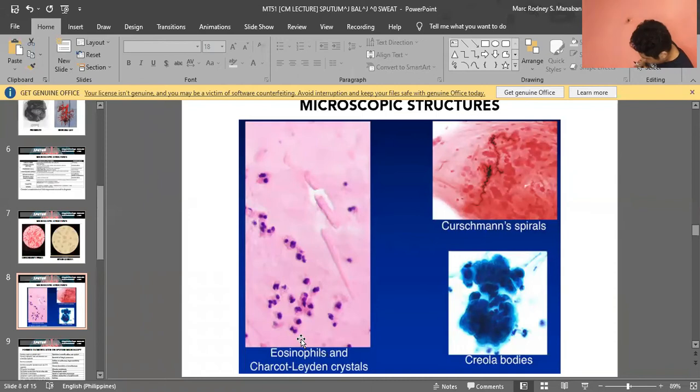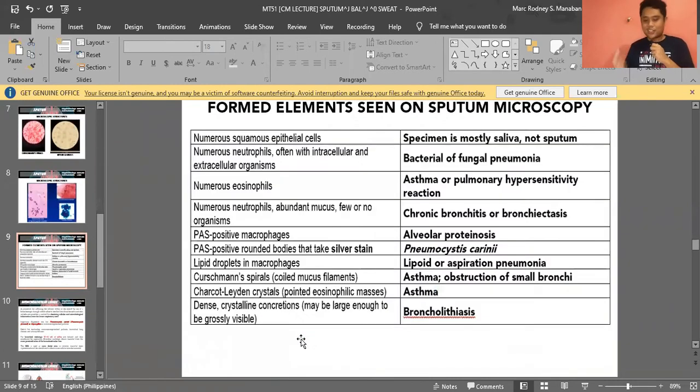So take note of that. If I collect the sputum, I should find those. Usually they are seen during an asthma attack. So take note of that, dears. So again, DCCC. Next, formed elements on sputum microscopy after staining.